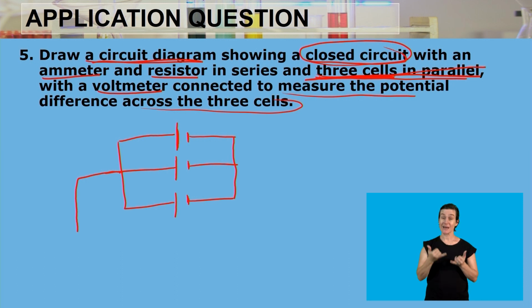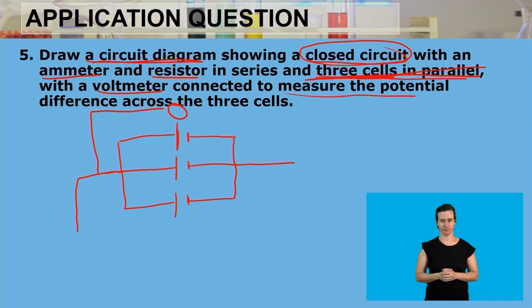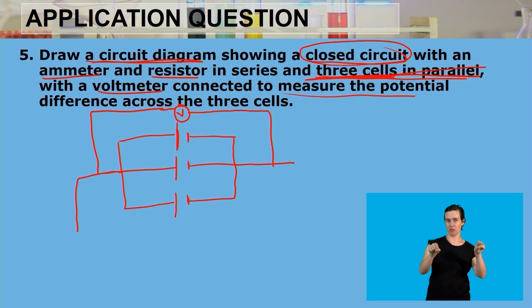There must now be a voltmeter. So we're going to connect our voltmeter, denoted by V, across 2 points to measure the potential difference across the 3 cells. Now the voltmeter is connected, it's accounted for.